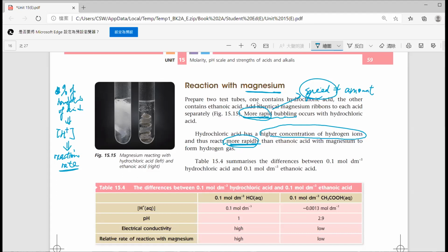You take a look at the ionic equation, and you can get what I mean, right? The major species to undergo the reaction is by what? The reaction between the metal and the acid.